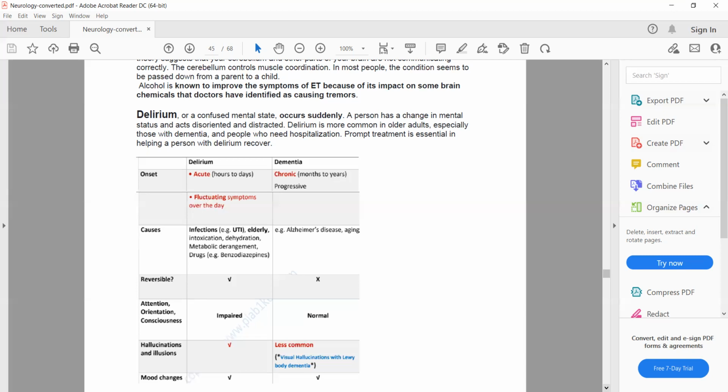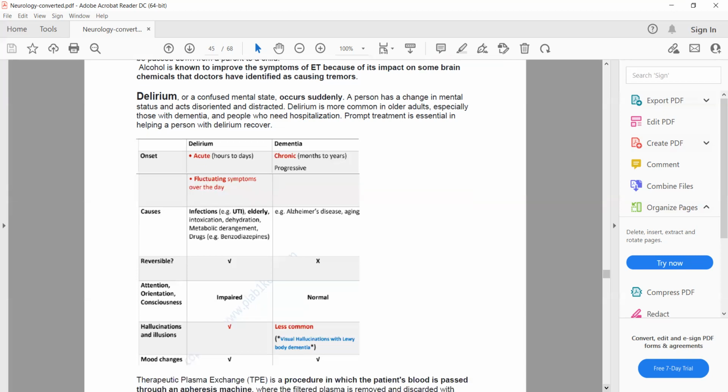Delirium is reversible if you treat the infections or the metabolic derangements, then the signs and symptoms can be reversed and the patient may get better.